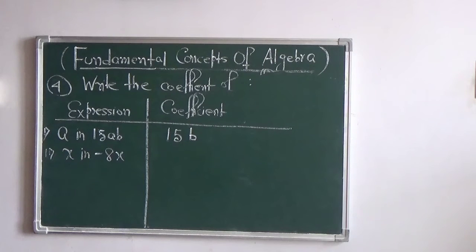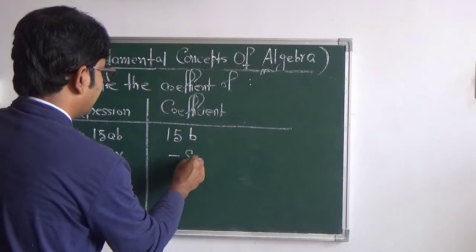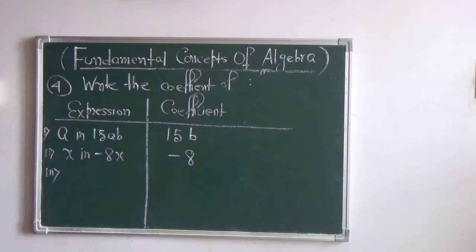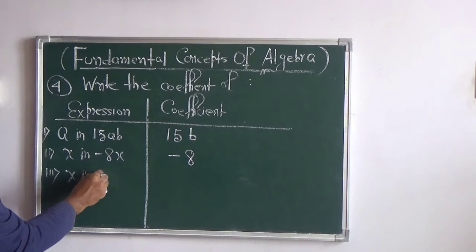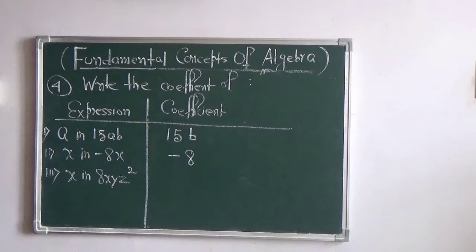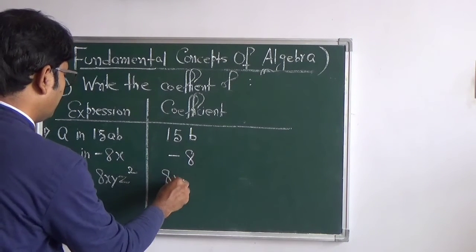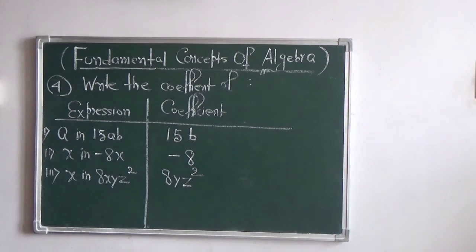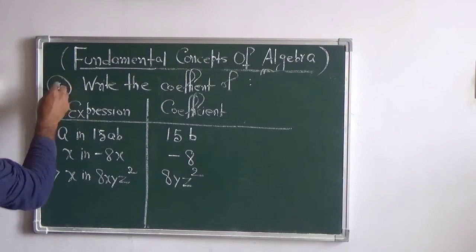What is the coefficient of x? So obviously it is minus 8. Third, what is the coefficient of x in 8xyz square? So leaving aside x, all other factors are the coefficient. So we have 8yz square. So this way you can find the coefficient of a particular variable in the expression given. You have to leave aside that particular variable, and all other factors will be the coefficient. Now the next one is number 5, to identify the like terms.